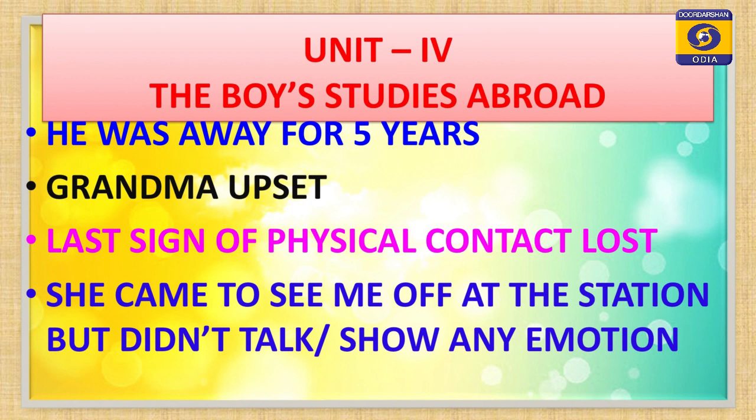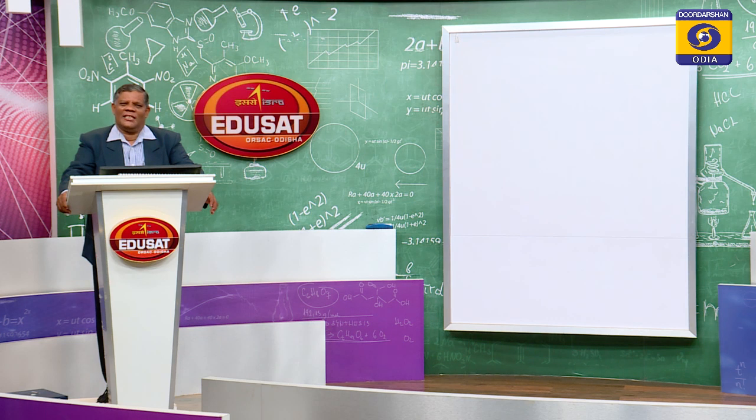and the grandson, both are separated from each other for 5 years, because the grandson went abroad. After his university studies, he went abroad for 5 years. When the grandmother came to know that her grandson was going abroad for 5 years, and you know, this was the last sign of physical contact between the grandson and the grandmother, the grandmother becomes very upset. The grandmother becomes very unhappy, because this is the last sign of physical contact that is going to be lost. And the physical contact is getting diluted. The physical contact is getting thinner and thinner.